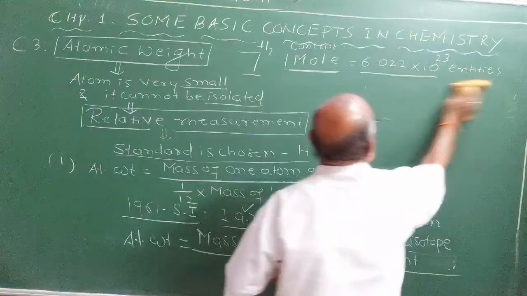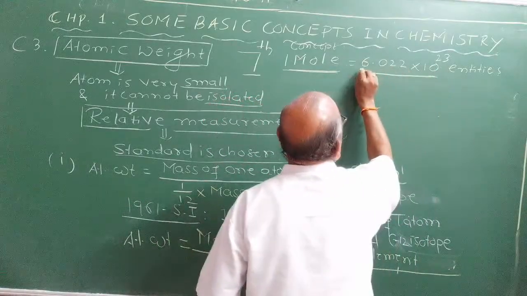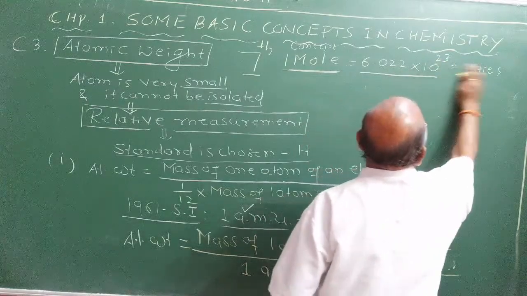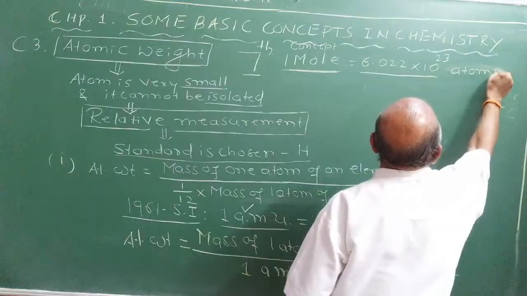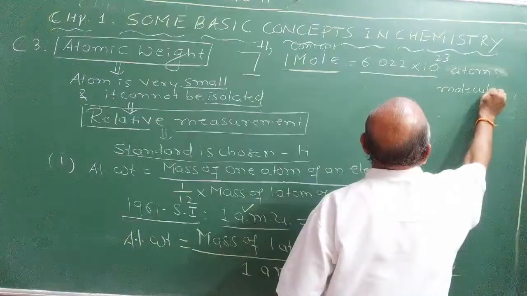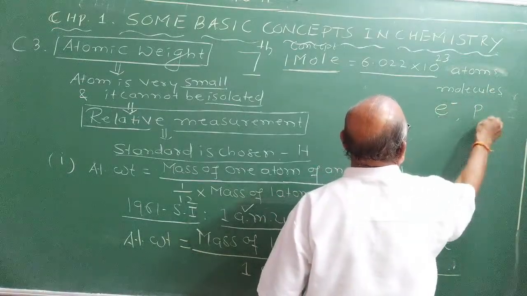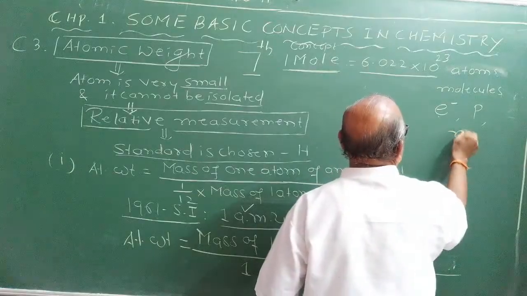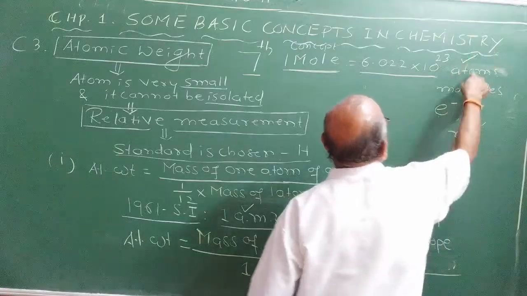These entities, 1 mole of any substance may be equal to 6.022 into 10 raised to 23. It may be atoms if you take an element. It may be molecules if you take a compound. It may correspond to electrons, protons, or neutrons. 1 mole is of entities, maybe atoms.